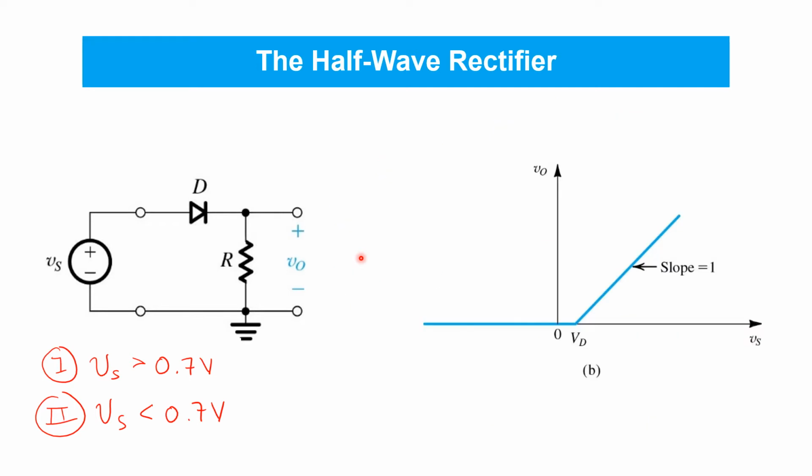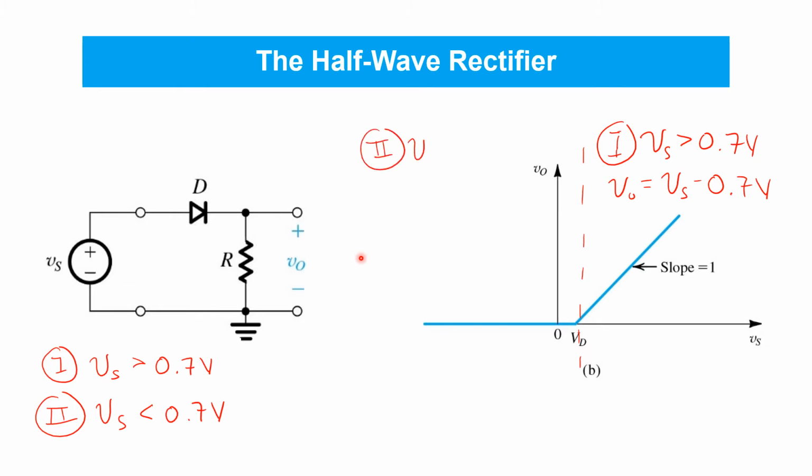So we can think about the operation of the half-wave rectifier circuit in two parts. We can think about what happens when Vs is greater than 0.7 volts. And in that case, we saw that the output simply followed the input minus 0.7 volts. And we can think about it in case 2, where Vs is less than 0.7 volts. In that case, the diode's off and the output is simply 0. So the input-output relationship is therefore captured by this plot on the right.